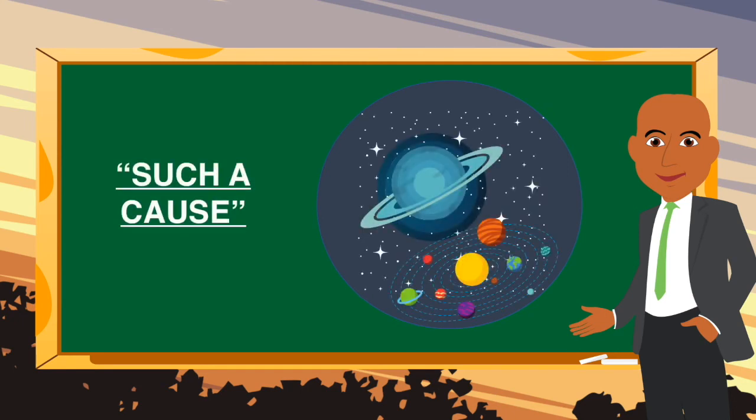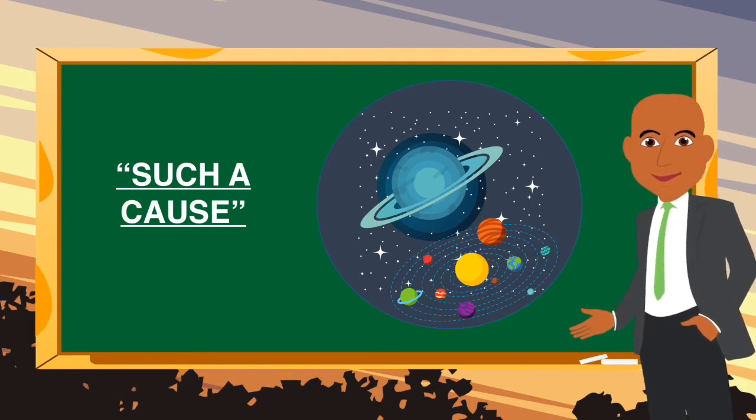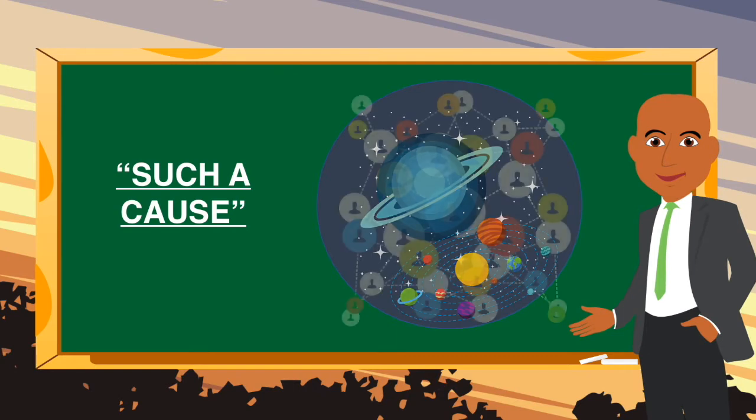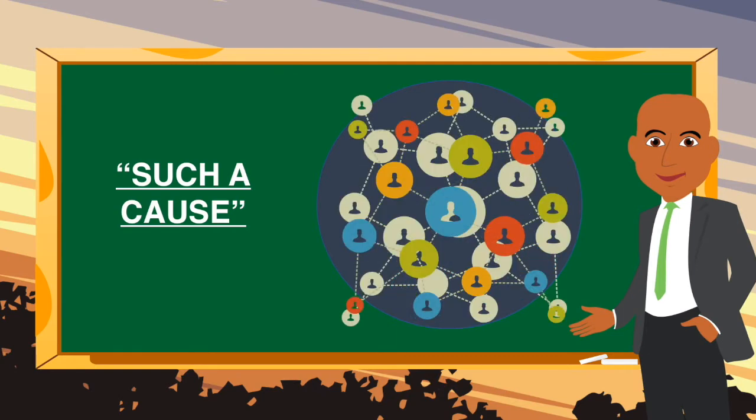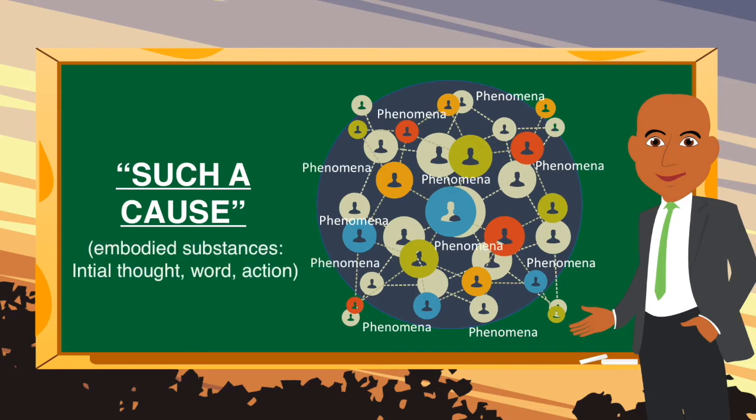Such a cause. Innumerable embodied substances exist in the universe. For this reason, their outwardly directed functions are interrelated with all things. Nothing in the universe has an isolated existence. All things have relation to each other, sometimes a very complicated connection. Through this interdependence, their interactions cause various phenomena.